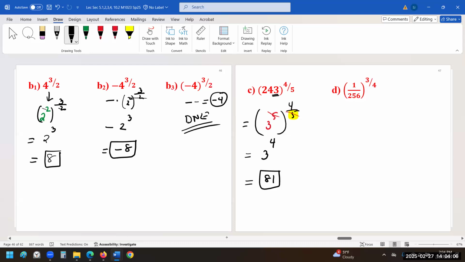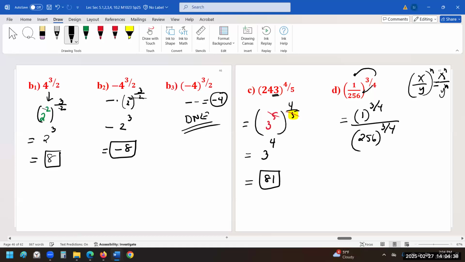The next one is interesting. We apply the power rule fast, just like x over y to the power m. Remember the rule, x to the n over y to the n. Does this ring any bell in your head? So anytime you have a fraction on the base, distribute your power. So 1 to the 3/4 power and 256 to the 3/4 power.